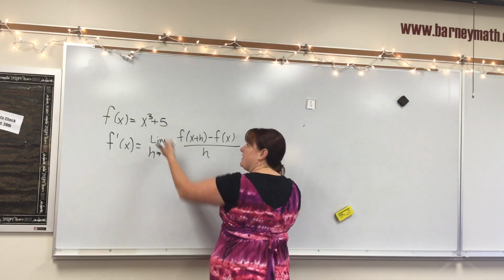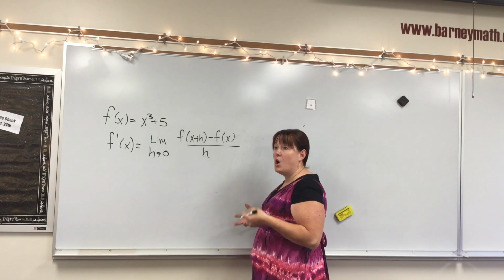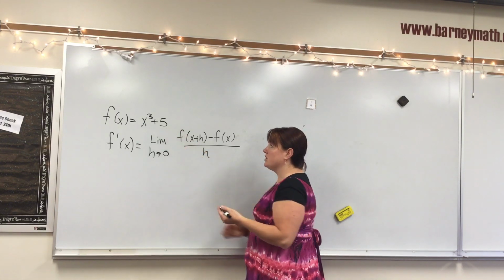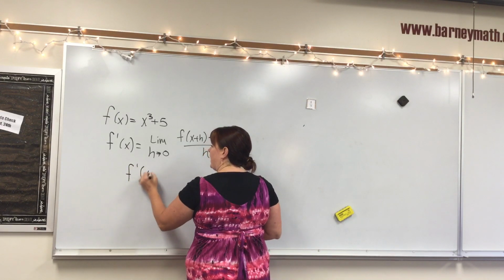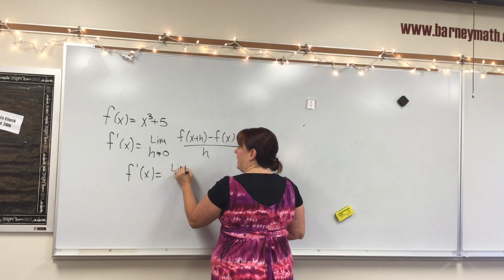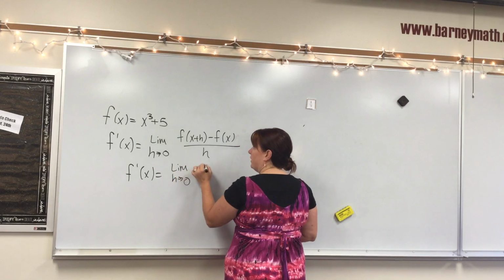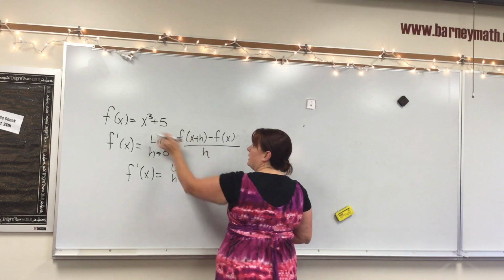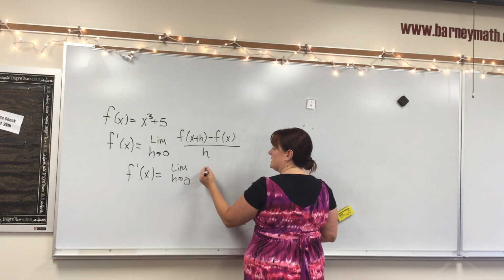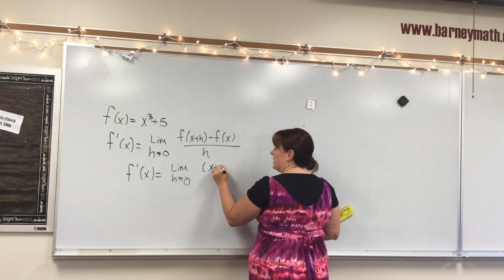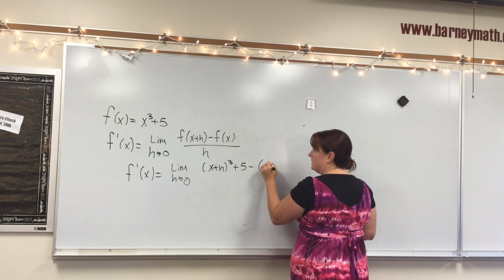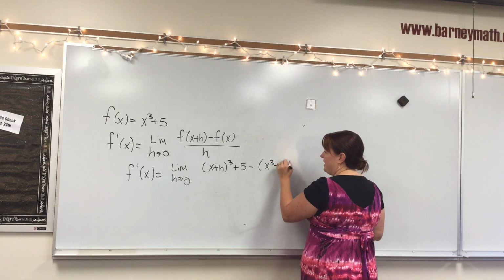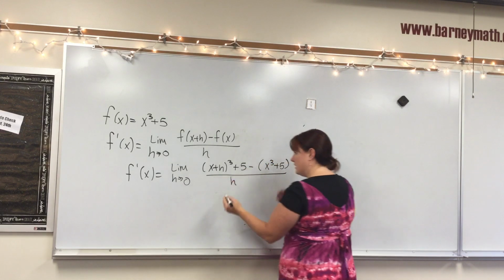So let's apply that to this one right here. Let's figure out what is the derivative of this function. The derivative of f of x equals the limit as h approaches 0 of f of x plus h. So anywhere I have an x, I put x plus h in there. So I have x plus h cubed plus 5 minus x cubed plus 5, all over h.